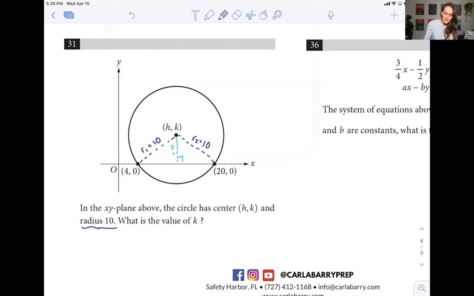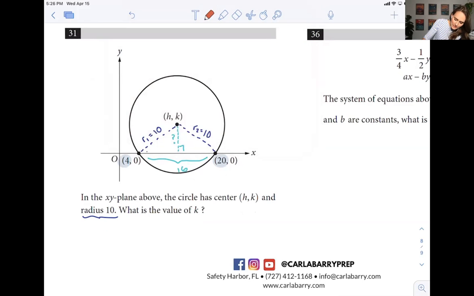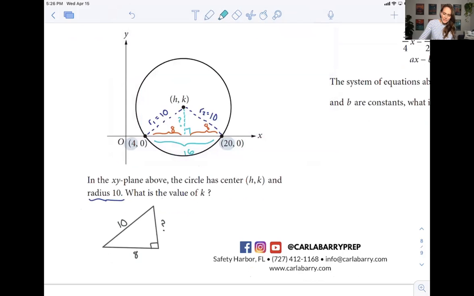I also am given this information that this is x equal to 4 and this is x equal to 20. So my whole base of the triangle would be the distance from 4 to 20, or 16. I can take half of that for each triangle here. So I can say this is 8 and this is 8. So really, I'm just dealing with one triangle that looks like so, has a hypotenuse of 10, a base of 8, and I want to find the height because that's going to give me my k. The k is going to be my y value, right? So that's going to be my height of the triangle.